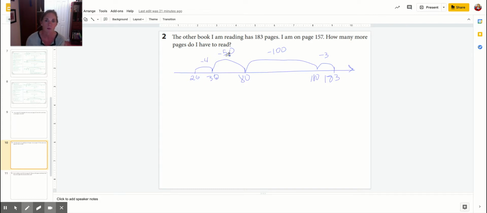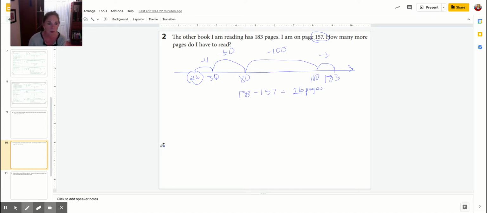All right, so what is my answer? 26. This time it's not the top. The top is this number, right? So we started at 183, and we subtracted 157, the takeaway strategy, right? So it just took away that huge number and you ended up at 26, so 26 pages.